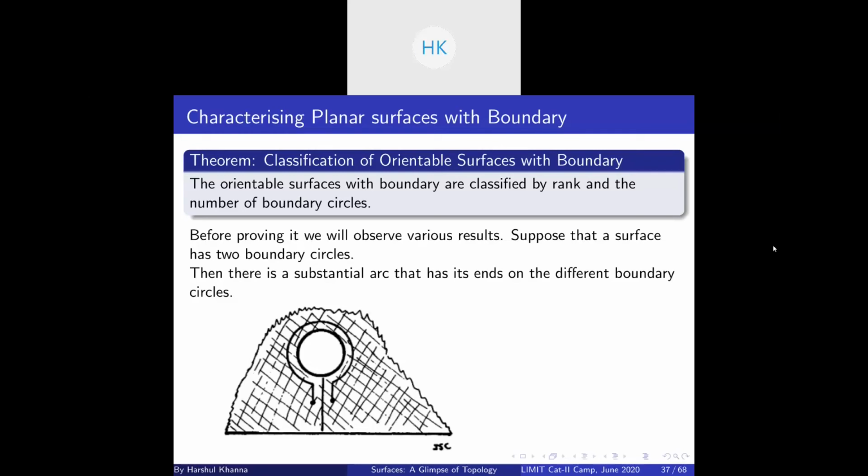Oh, sorry. Yeah. Good. So now what we say is, suppose we are given a surface which has two boundary circles. Then we've proved that there is a substantial arc that has its ends on different boundary circles. This is different from what we were saying earlier. We proved earlier that a substantial arc has to connect different boundary circles in a planar surface. Now we are saying, given any orientable surface with two boundary circles, there is a substantial arc that has its ends on different boundary circles. So how do we prove it?